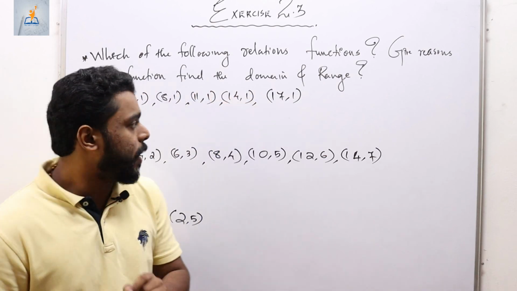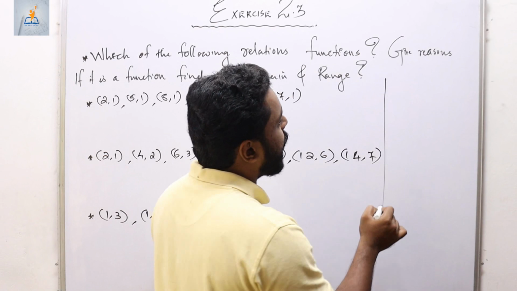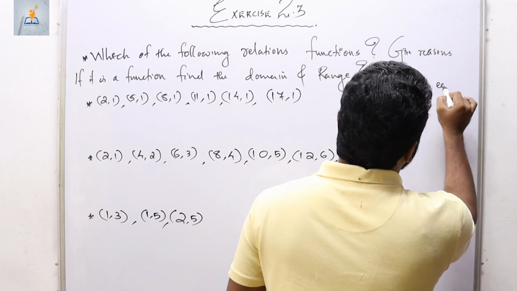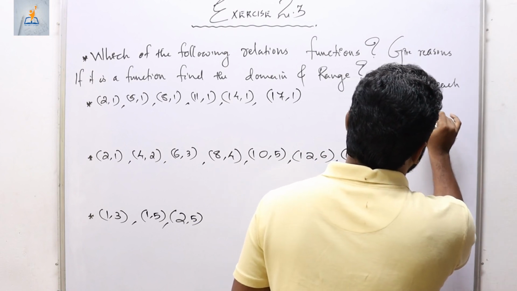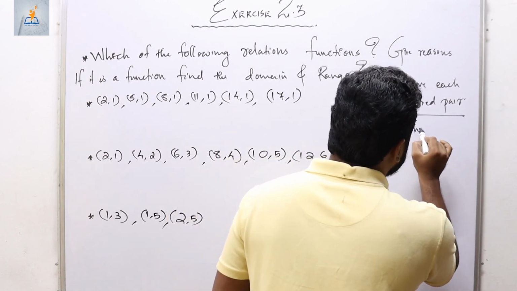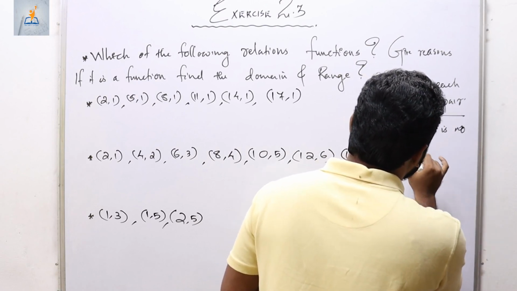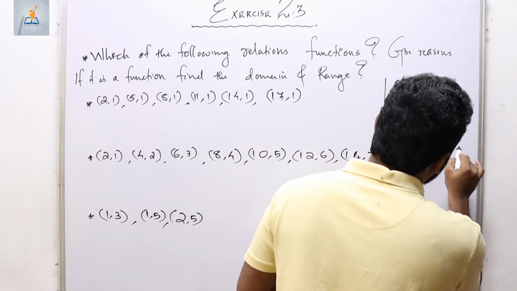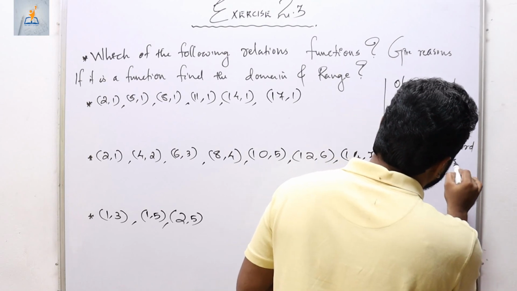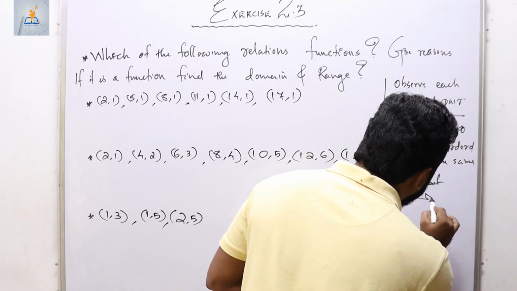So that's the question. So first one, here we can see that. Always remember that in order to check whether a relation is a function or not, just observe each ordered pair. Why should we observe each ordered pair? Because if no two distinct ordered pairs have the same first element, then it will be a function.